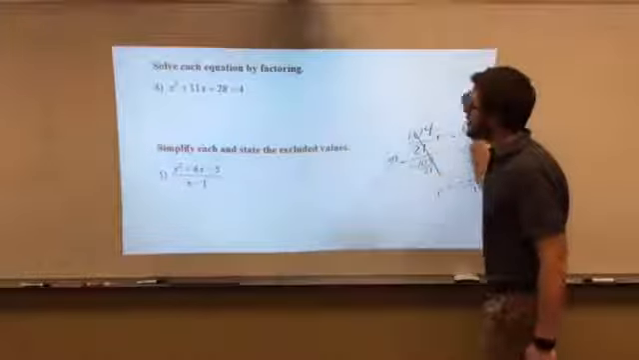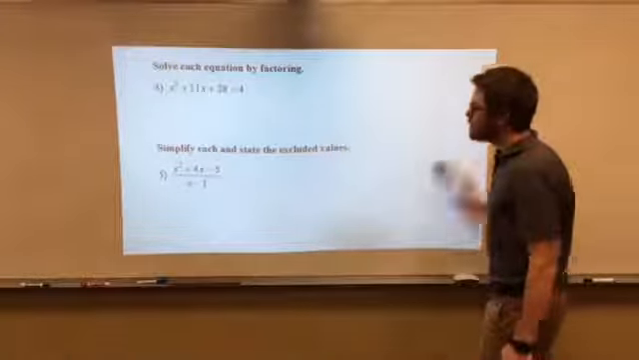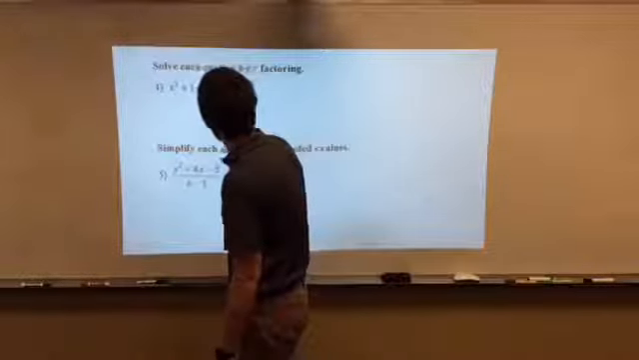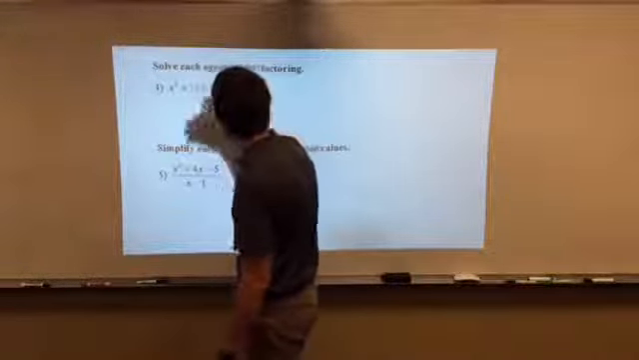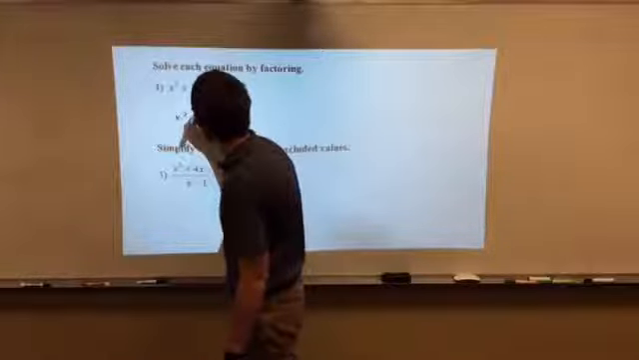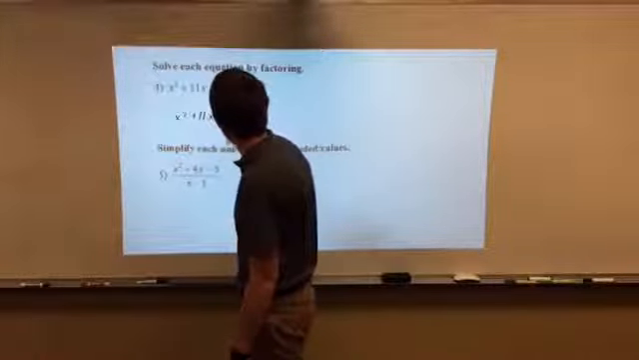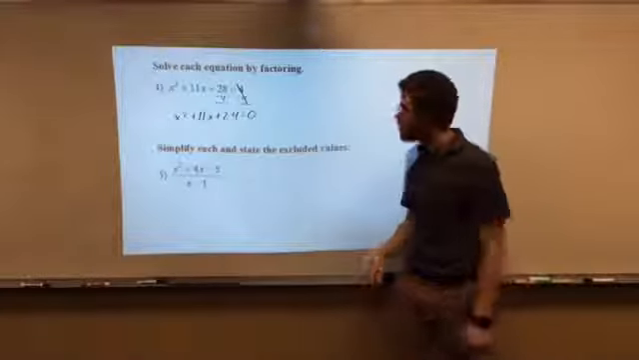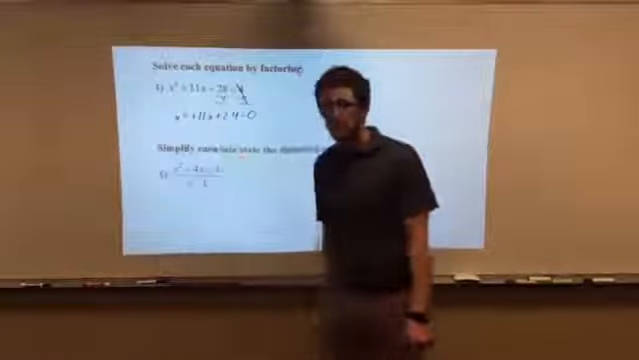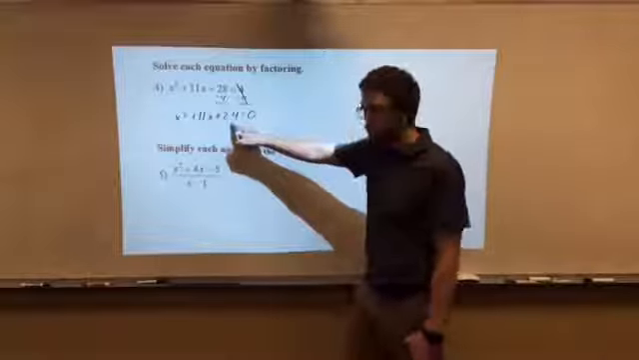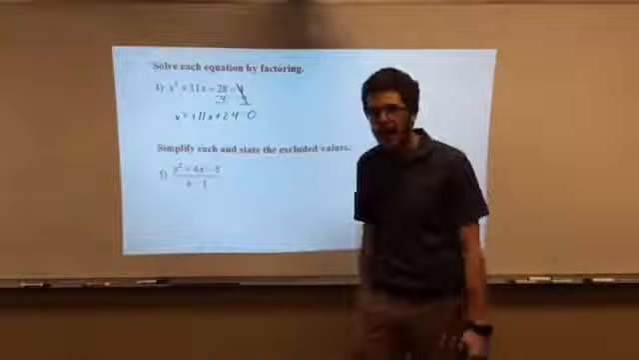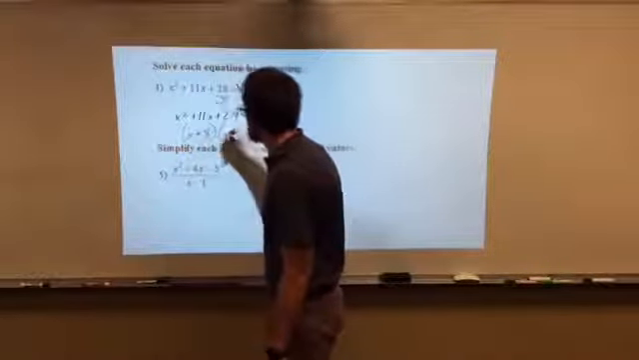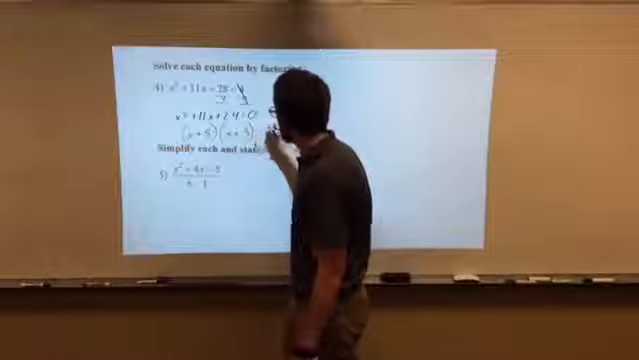Now we want to solve this equation by factoring. So the first thing is we need to get it to equal 0. I'm going to subtract 4 from both sides. I've got x squared plus 11x plus 24 equals 0. Now we want to factor this quadratic. Leading coefficient is 1, so we can simply say what two numbers multiply to give us 24, add to get us 11. This is a positive 8 and a positive 3.